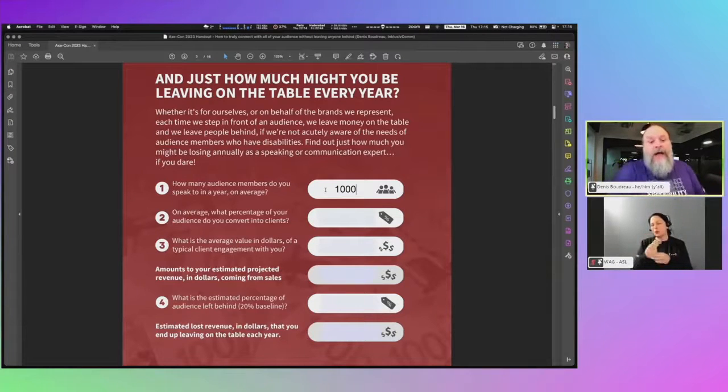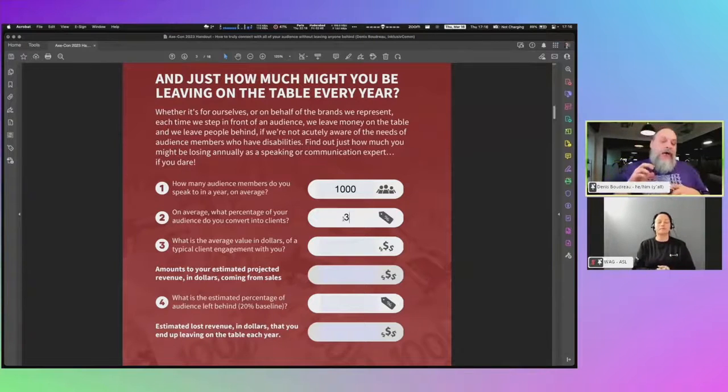And then on average, what percentage of your audience do you convert into clients? So let's say I'm being conservative. I'm going to say maybe 3%. Maybe 3% of the people that are in the room will take me on my offer, will follow me on social media, will do whatever. So I'm just going to put in 3 here to get a sense of what that looks like.